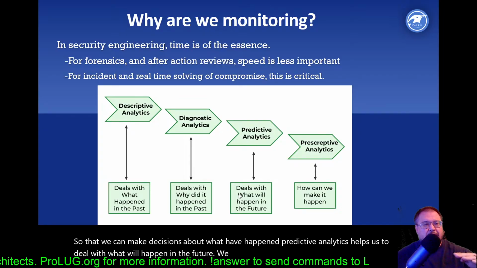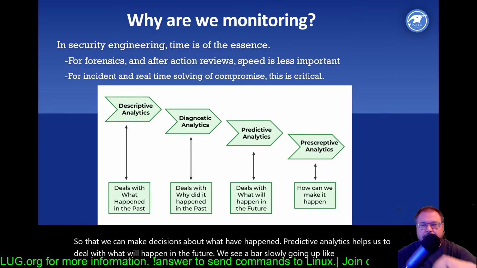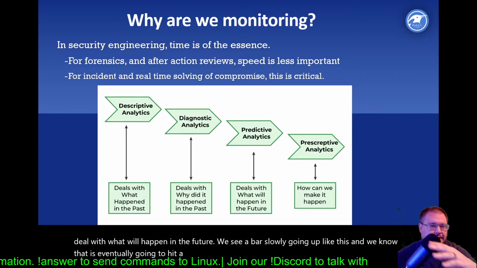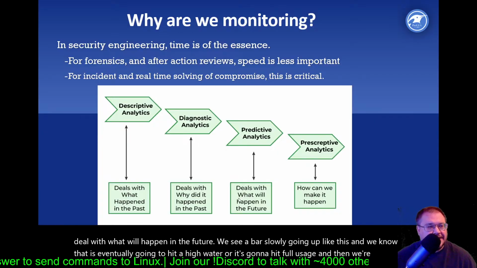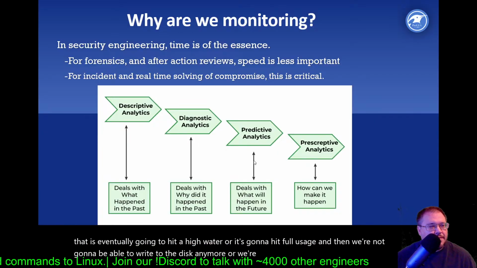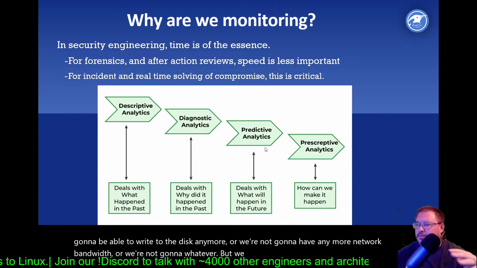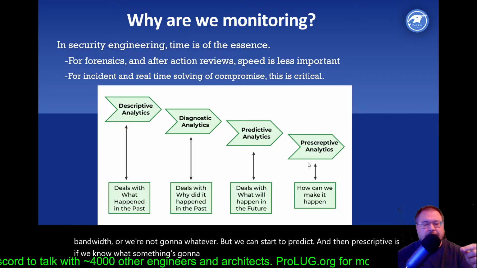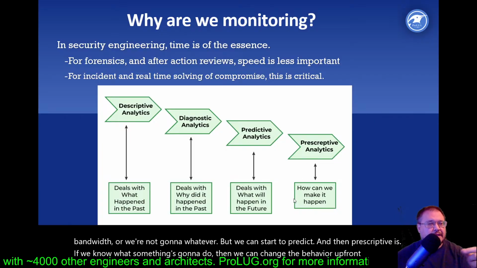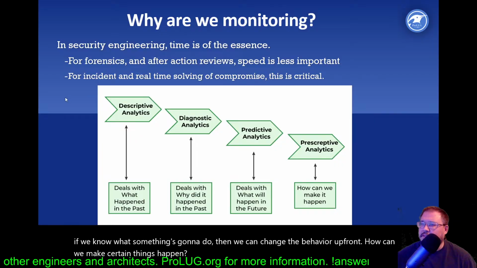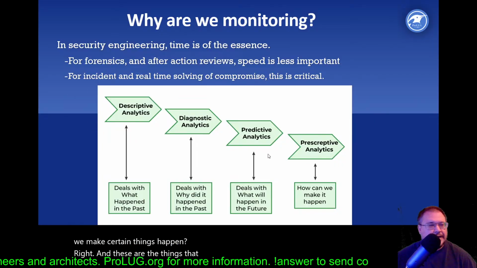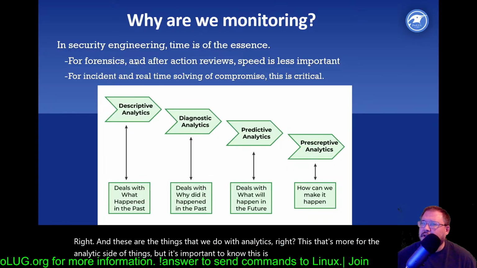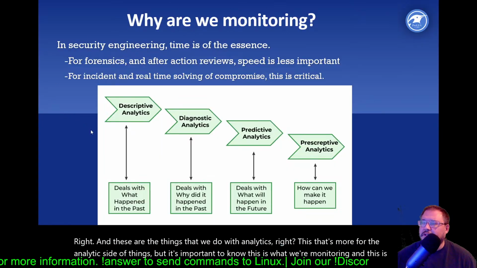Predictive analytics helps us to deal with what will happen in the future. We see a bar slowly going up like this, and we know that is eventually going to hit a high water mark, or it's going to hit full usage, and then we're not going to be able to write to the disk anymore, or we're not going to have any more network bandwidth, or whatever. But we can start to predict. And then prescriptive is, if we know what something's going to do, then we can change the behavior up front. How can we make certain things happen, right? And these are the things that we do with analytics, right? That's more for the analytics side of things, but it's important to know this is what we're monitoring, and this is an understanding of our security engineering.